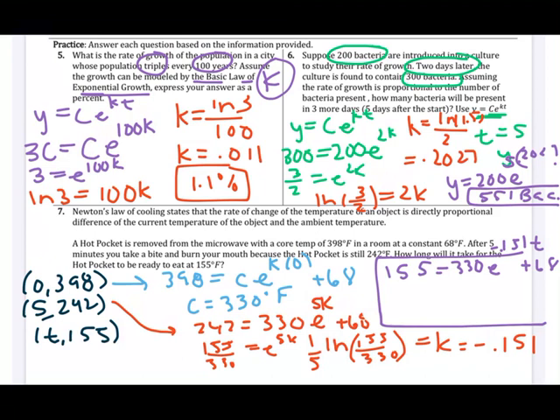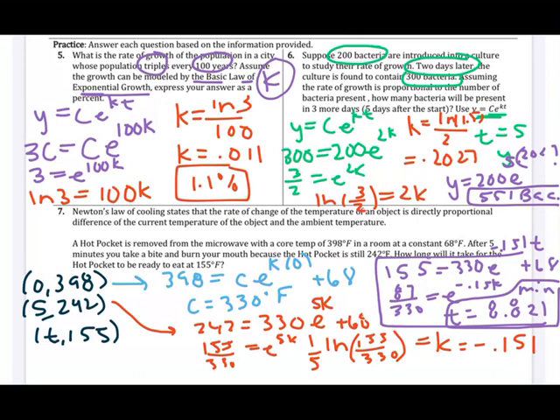So I'm going to subtract 68 and divide by 330. 87 over 330 equals e to the negative 0.151 t. I'm going to natural log both sides. And then I'm going to divide by negative 0.151, which is going to give me that t equals 8.821 minutes. Man, that's a long wait. I'm getting hungry just thinking about these Hot Pockets.